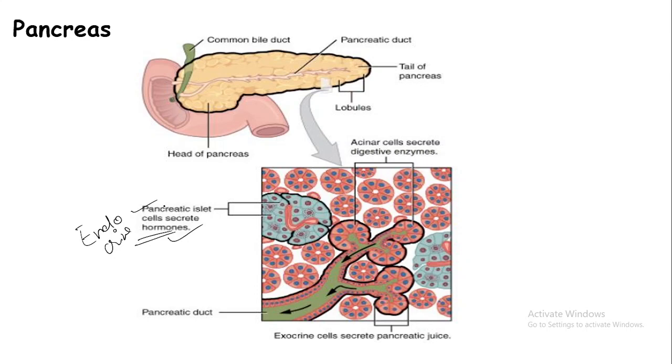Now, what is the exocrine part? I told you exocrine have glands, right? They are called acinar cells. Acinar cells are also scattered everywhere, more in number when compared to the islets. Each acinus is connected. You can see the white color hole here, right?